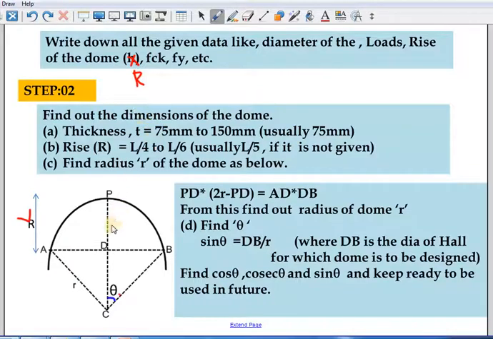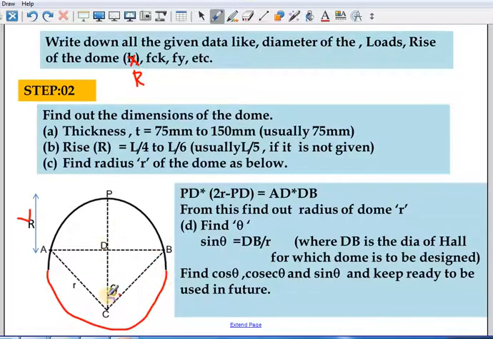The next step is to proportion the DOME, like the thickness of the DOME and the radius of the DOME. In the question, normally they will give a room in the form of a circle of some radius, and a DOME is to be constructed for it. It doesn't mean that the room diameter and the DOME diameter will be the same. If the diameter of the room is 5 meter, the DOME diameter need not be 5 meter, because the DOME will continue like this and complete the circle.